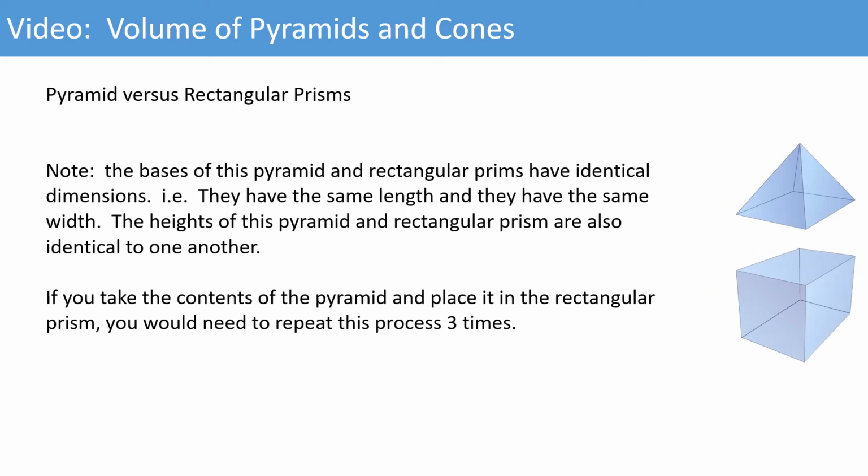Now, let's move on to the pyramid versus rectangular prisms. Note, the base of the pyramid and the rectangular prism have identical dimensions. That means they have the same length and they have the same width. The heights of the pyramid and the rectangular prism in this diagram are also identical to one another.